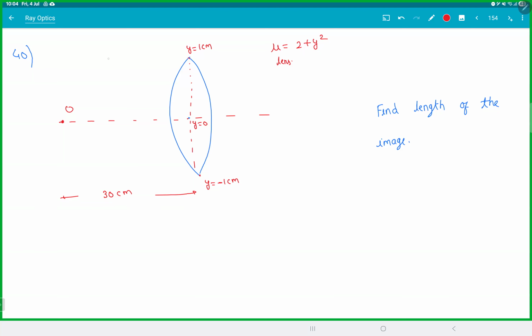Take it as one outside. If I don't give anything, take it as one. R also I have to give, no? Take R as 10 centimeters each. Take 20 centimeters.